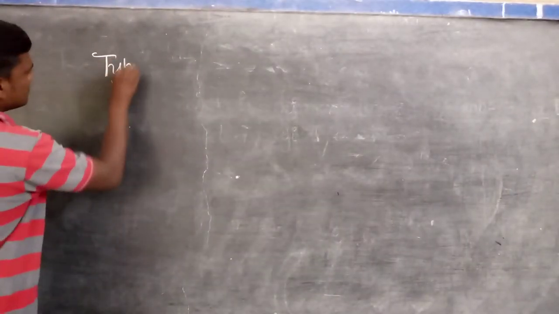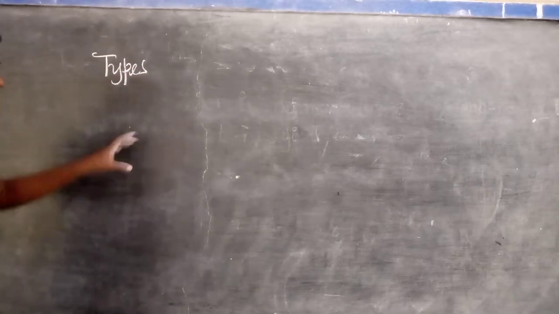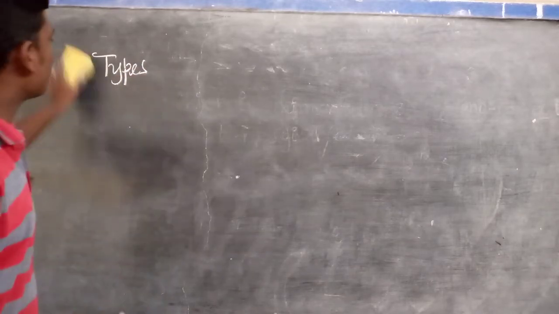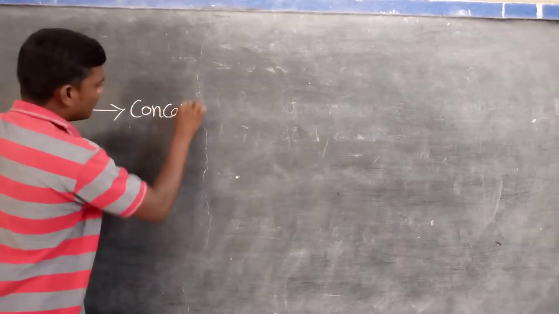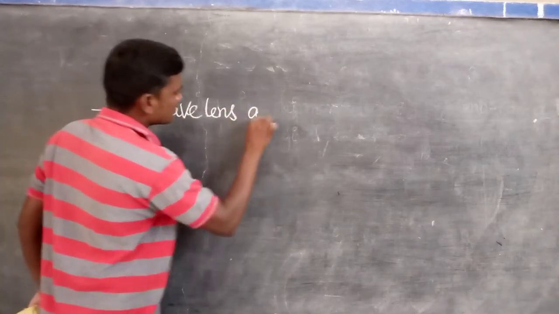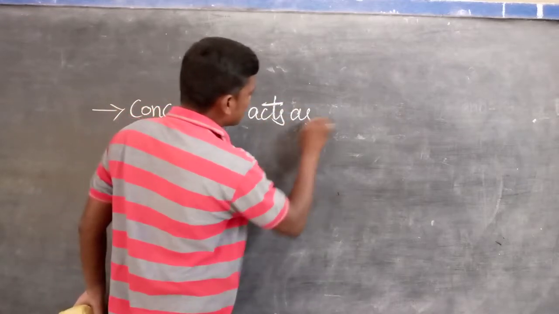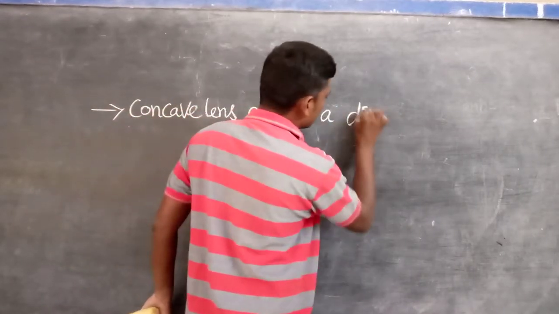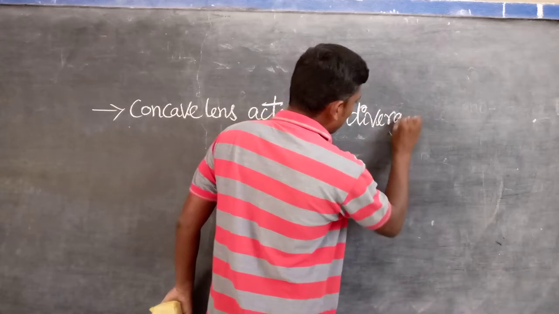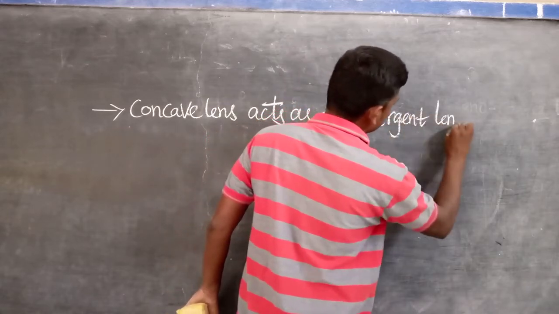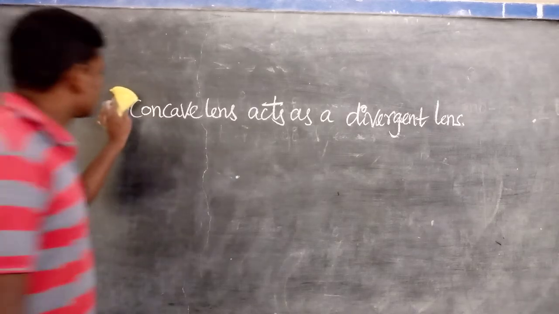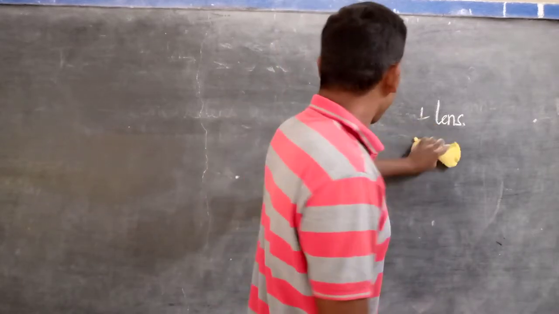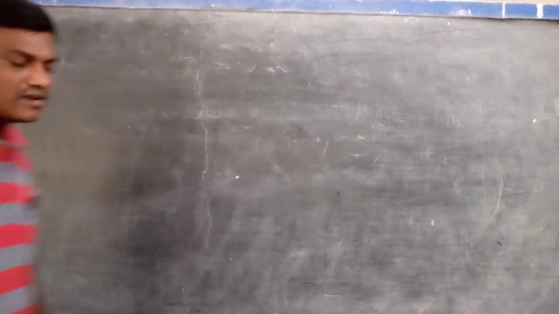Next one is, and one more thing. Concave lens acts as which type of lens? That is also correct. Concave lens acts as a divergent lens. So that is very important. Concave lens acts as a divergent lens. I said clearly, I will explain in this video only.